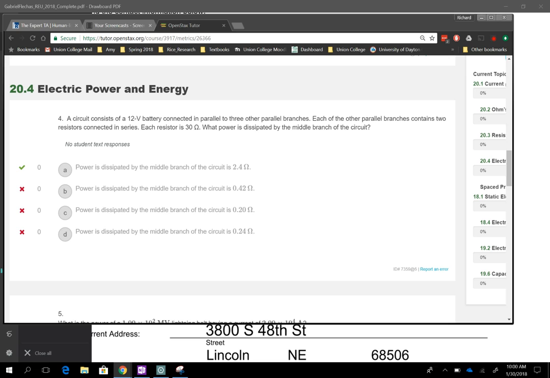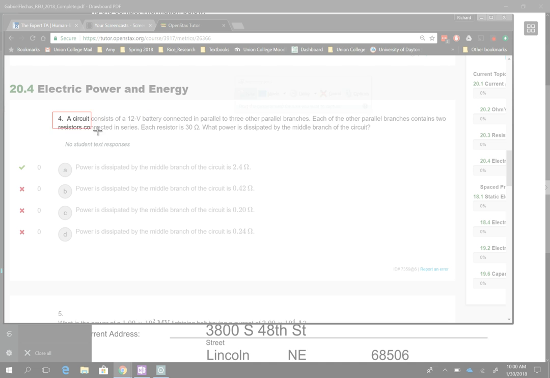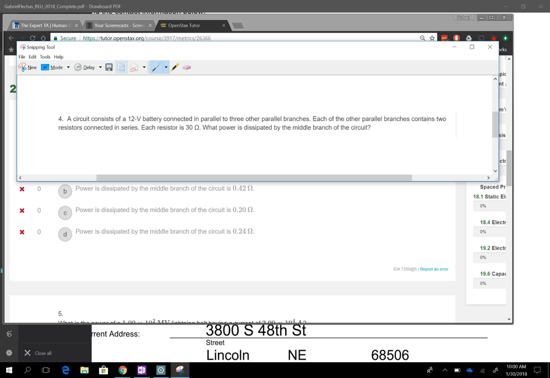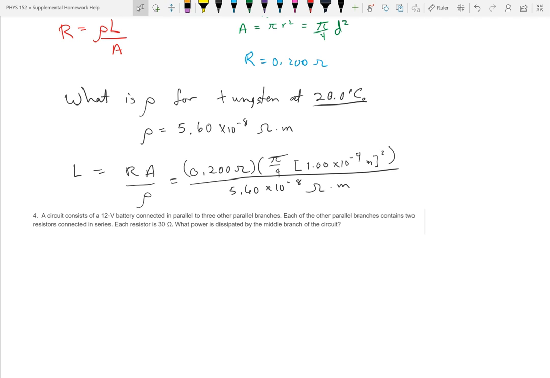Okay, do the next one here. Electric power. A circuit consists of a 12-volt battery connected in parallel with 3 other parallel branches. So what was that circuit going to look like? Here, just draw it.